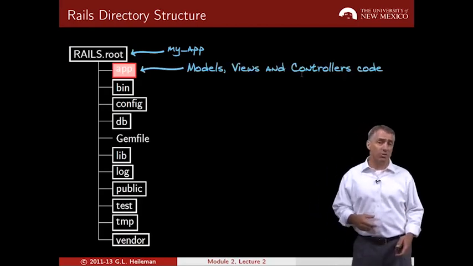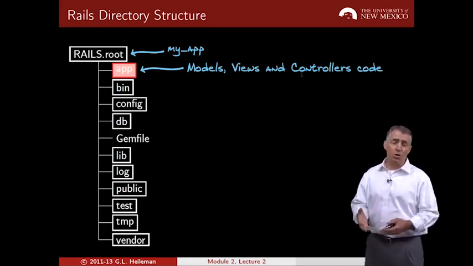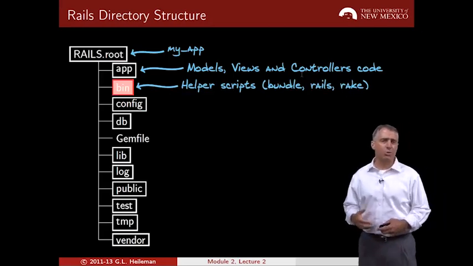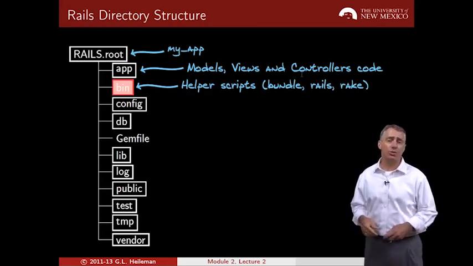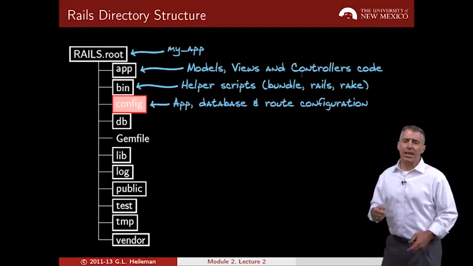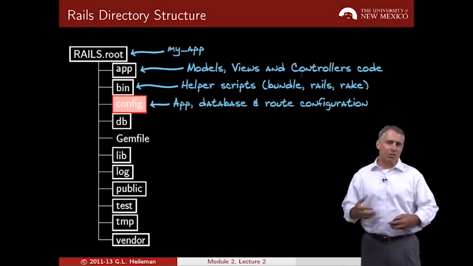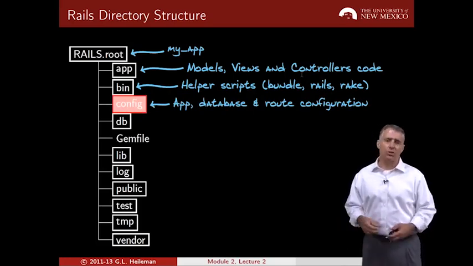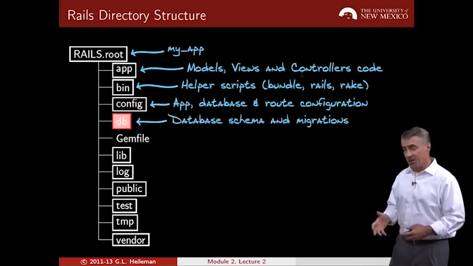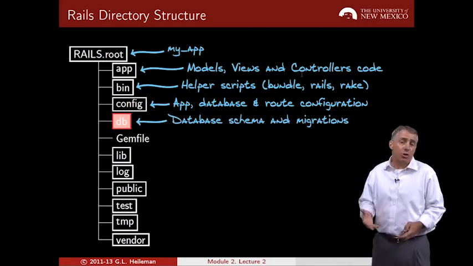One of the most important subdirectories is the app subdirectory. This is where your model, view, and controller code is stored. In the bin subdirectory is where there are a number of helper scripts, and we've already run some of them: bundle, Rails, and rake. In the config directory is where you set up the application specific configuration, you configure your database, and the routes that are associated with your application. In the db subdirectory, we've seen that's where our database schema and the database itself are located.